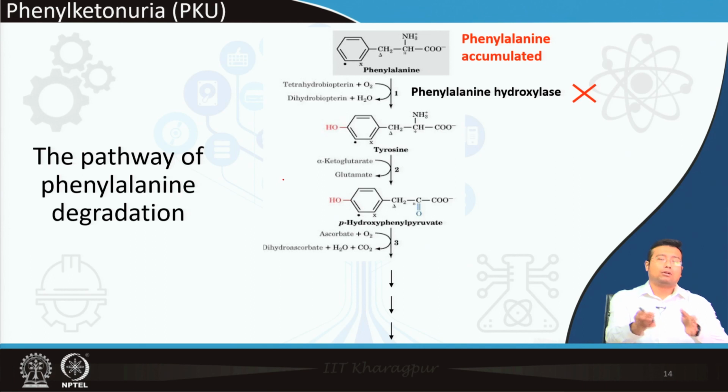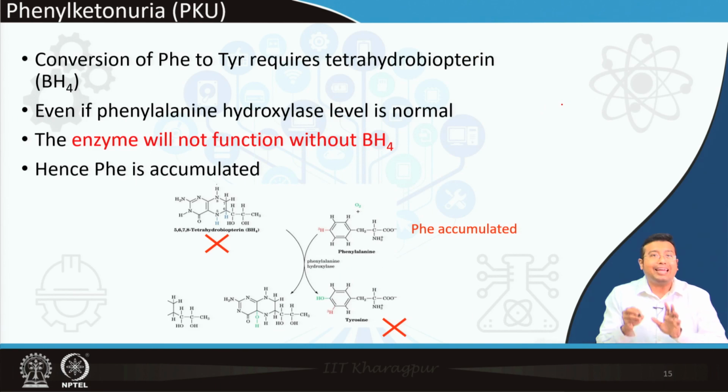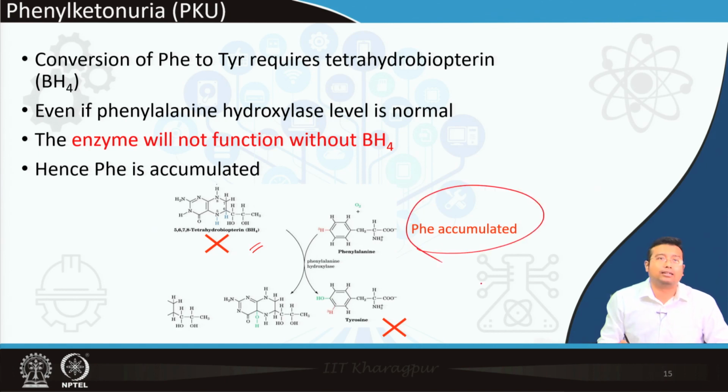So, when phenylalanine hydroxylase is deficient, phenylalanine will accumulate, there is no problem in understanding this. But even if phenylalanine hydroxylase is fine, but somehow the coenzyme is having a problem, the level of coenzyme is not functioning or is not present in active form, then also this reaction will not happen and phenylalanine will accumulate, alright. I hope there is no problem in understanding that.